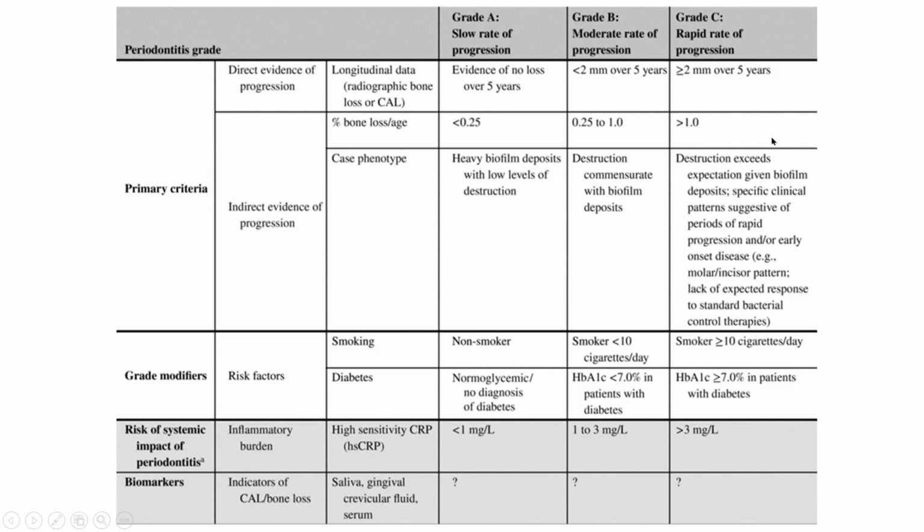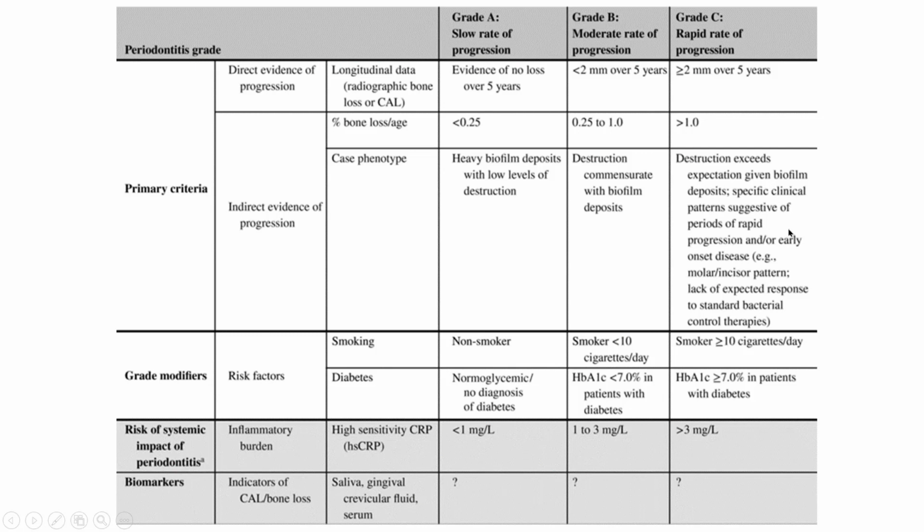I'll go over an example of this in a minute. The other criteria that's important is case phenotype. This is basically looking at the biofilm that's present and the amount of destruction and trying to see if it's proportionate. So in a grade A, this would be someone that has heavy biofilm deposits with low level of destruction. Grade B is about, the biofilm is about what you'd expect for the level of destruction based on the biofilm. Grade C is when the destruction exceeds your expectation given the amount of biofilm.